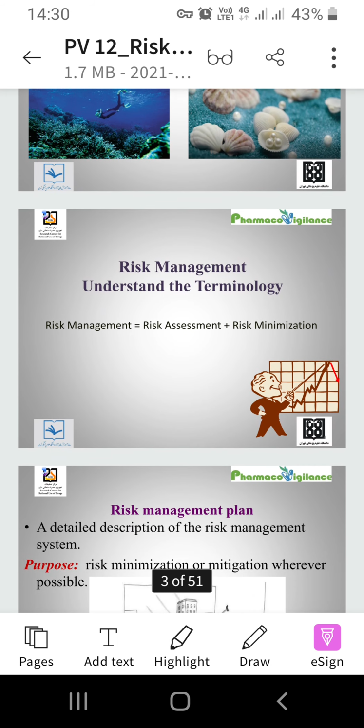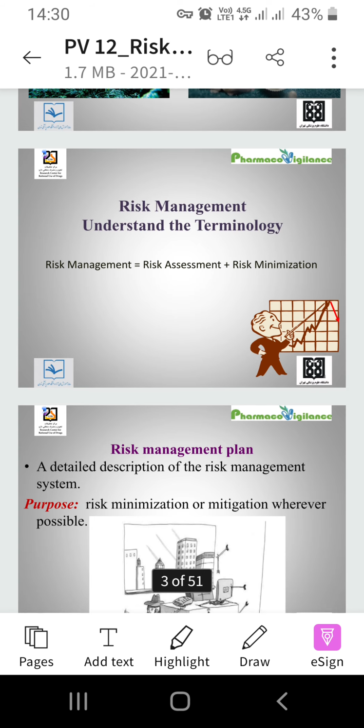Okay, for risk management, we should understand the terminology of risk management. Risk management includes the risk assessment and the risk minimization. All of this together will determine the risk management: assessment and minimization.